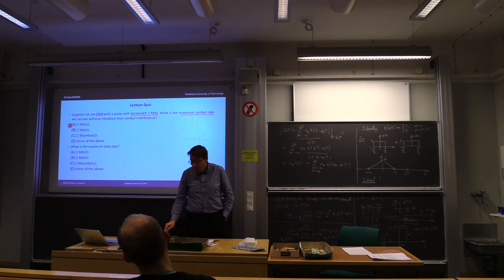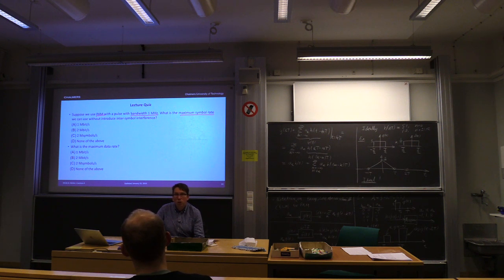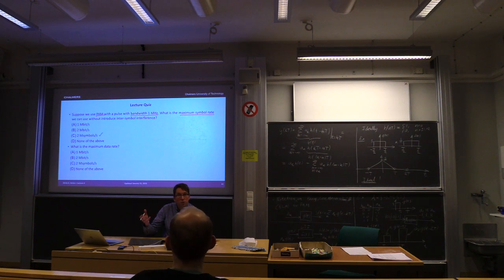So how many for A, B, C, D? Okay. So the correct answer here is we can transmit with at most twice the bandwidth. Okay, and it's in symbols per second, not bits per second. Remember that the symbol can carry many bits. So the only constraint we have here is on symbol rate, not on bit rate. We will return to the bit rate later on.